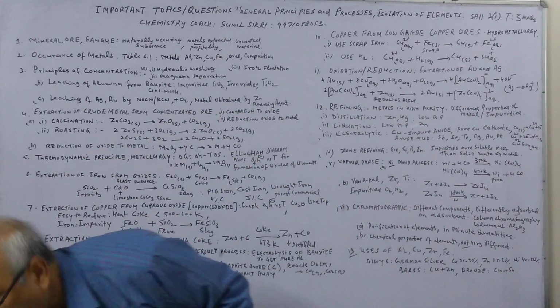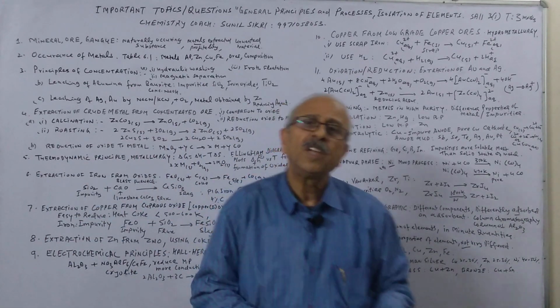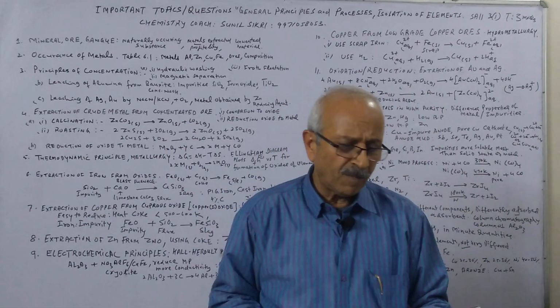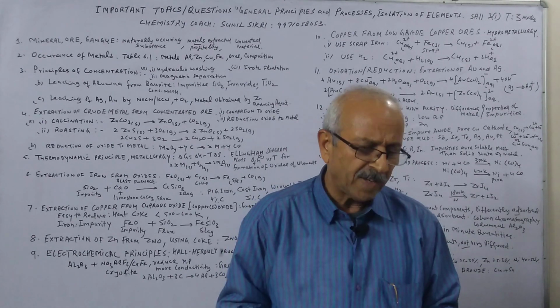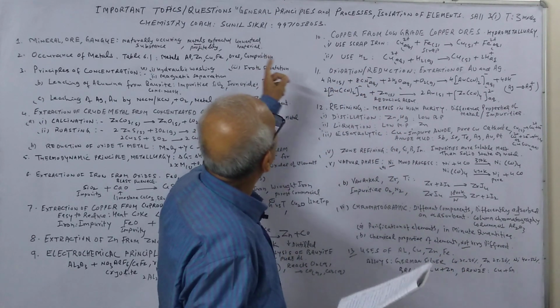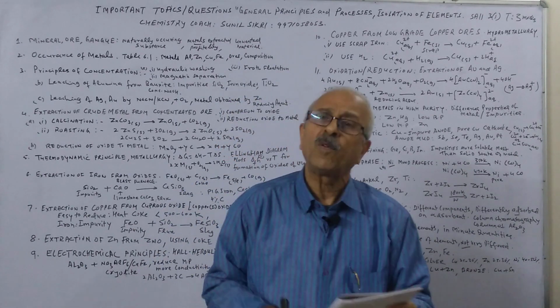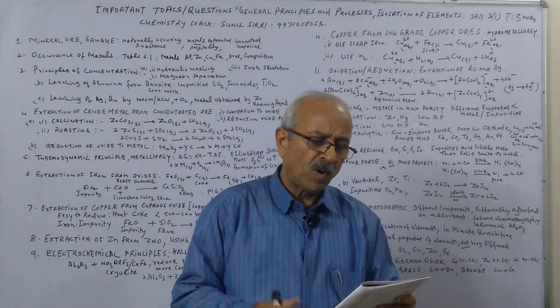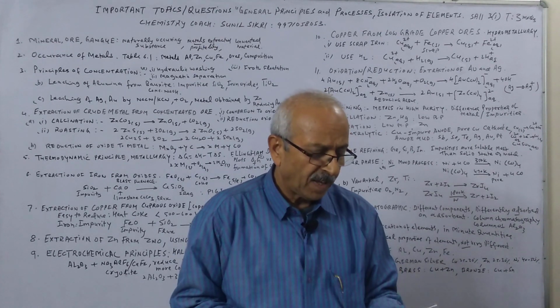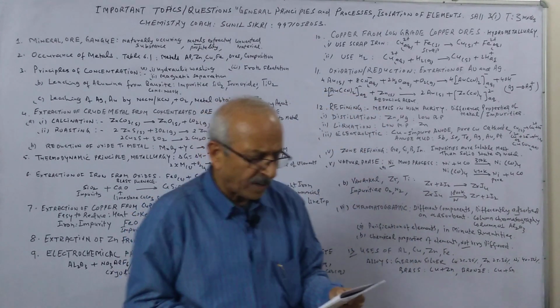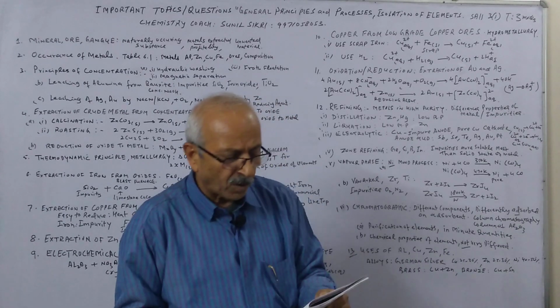They have been asked. Now I will be reading some of the very important questions for the coming 2019 exam on isolation processes of the elements. First question: differentiate between mineral and ore. You know that from an ore we can extract the metal profitably, and both are present in the crust of the earth. What is the principle of froth flotation?